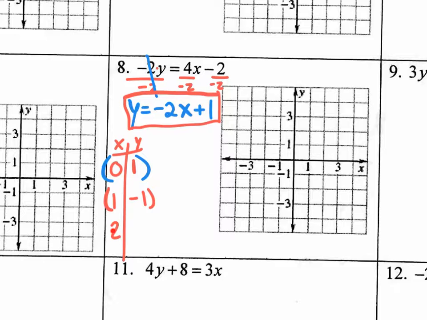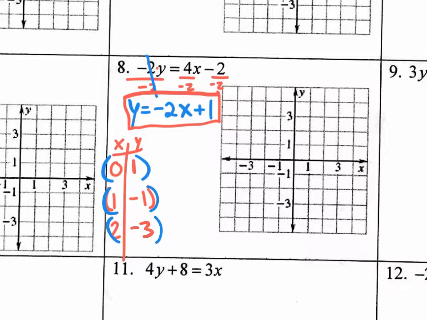Let's take the number 2 and input it right there. What's negative 2 times 2? Come on, guys. And what's negative 4 plus 1? Negative 3. Thank you very much. So we have these 3 coordinates.